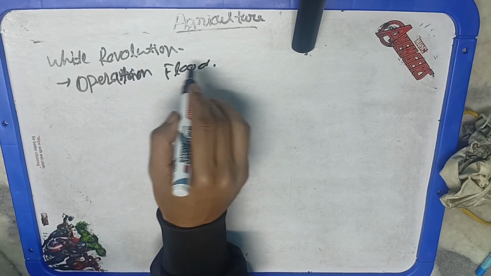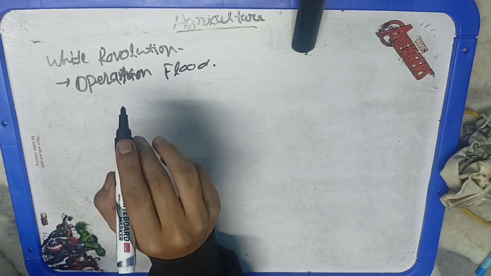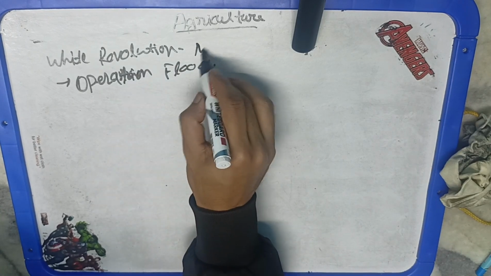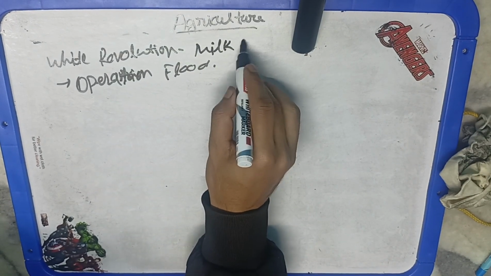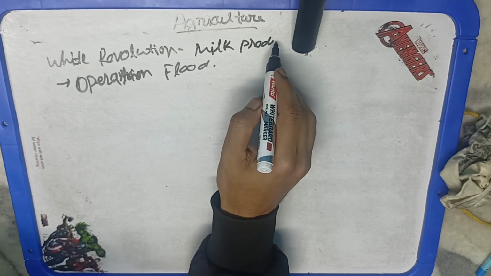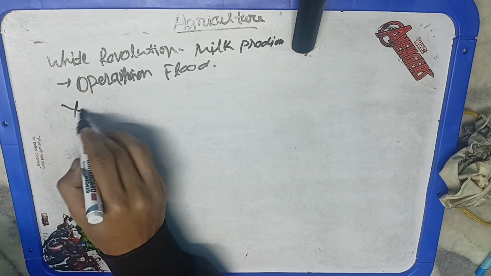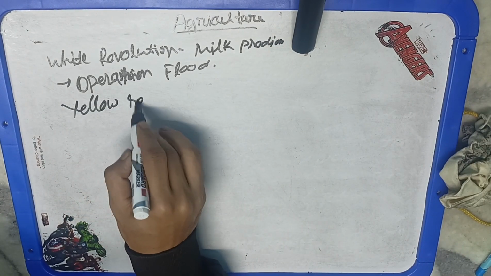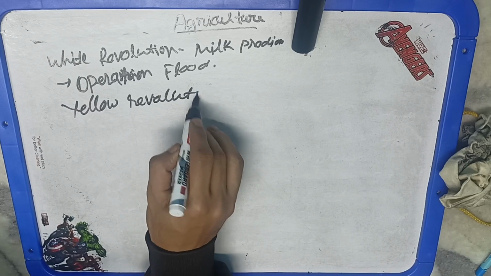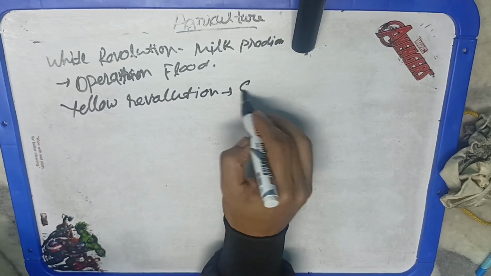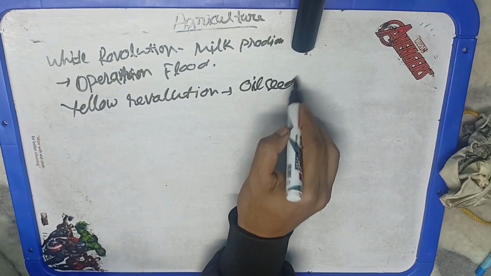The father of Operation Flood, or we can say the White Revolution, was Dr. Verghese Kurien. Then the Yellow Revolution, father of the Yellow Revolution, Sam Pitroda. The Yellow Revolution covers basically nine oil seeds. So we have to increase the production of oil seeds also, but somehow we are lagging in the production of the Yellow Revolution, or we can say the oil seed crops.